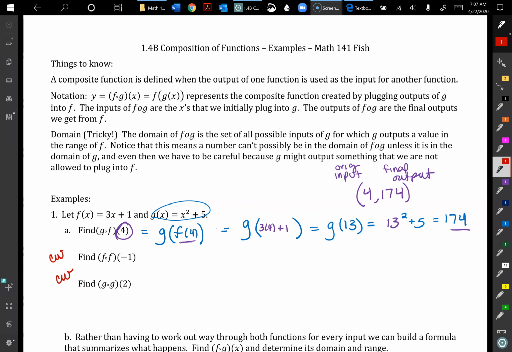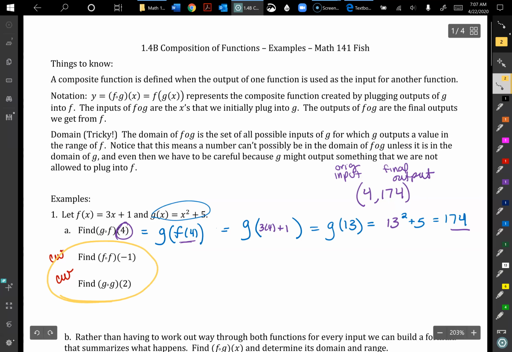So if you want to pause the video and try these two right here, f compose f of -1 and g compose g of 2, just write it out like I did and see how that goes. Or if you want to figure them out a little separately and clump them together on separate lines, you can do that too. But go for it and then come back and check.